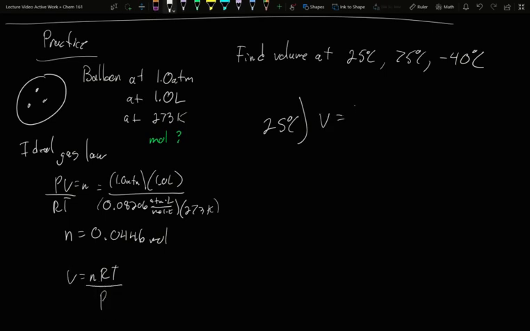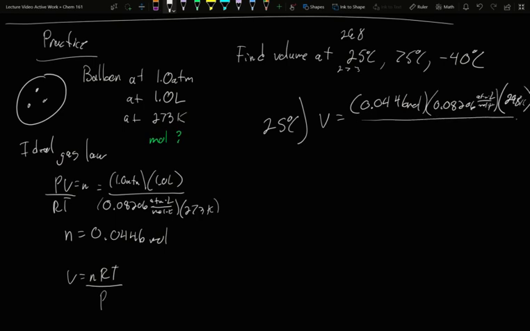My volume is going to equal my moles, 0.0446 mole. My R value, 0.08206. And my temp, which I have to account for, 25 plus 273 is going to be 298. So 298 Kelvin. All over, still 1.0 atmospheres. So I can find my volume at 25. And what I'll find is it's about 1.091 liters. With, well, really about 2 sig figs.